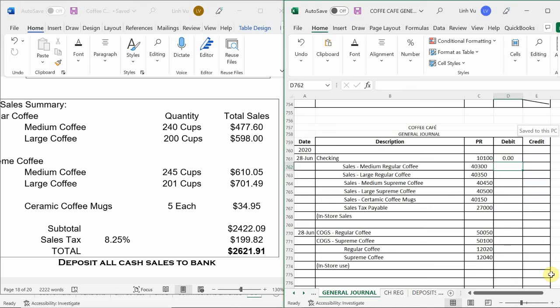All right. So how much medium regular coffee did we sell? $477.60. It's $5.98 for large, $610.05 for medium, $701.49 for large, and mug is $34.95. And then sales tax is $199.82 for the grand total of $2,621.91. Let's see, 2,621.91. Good, no typos there.